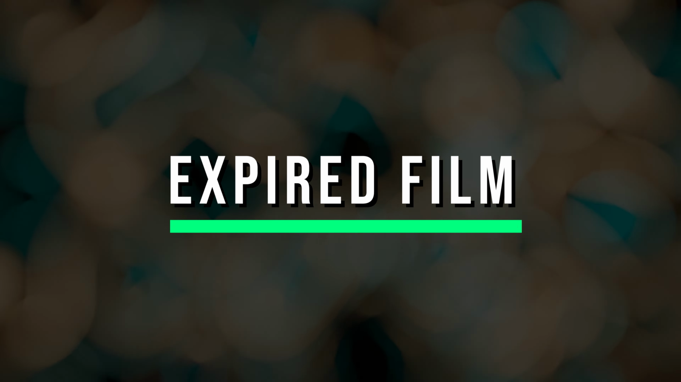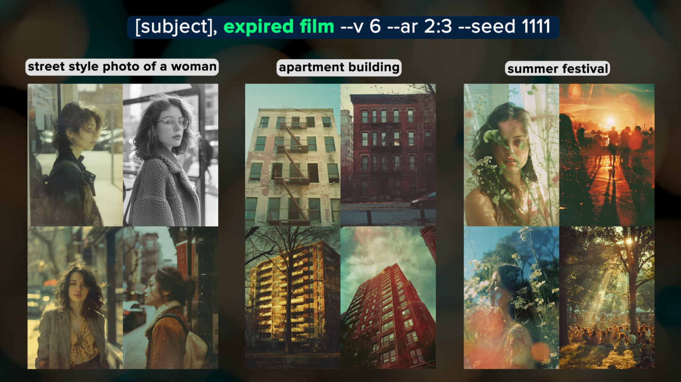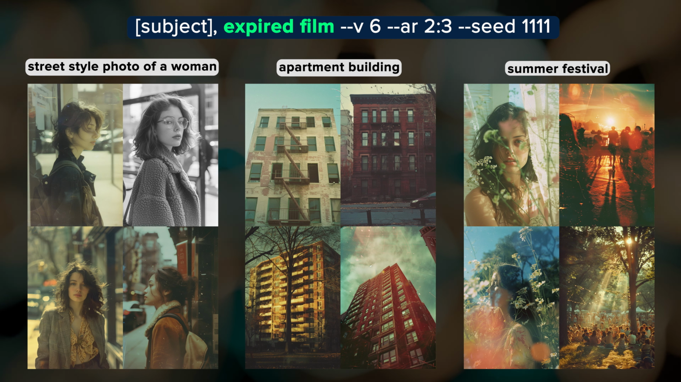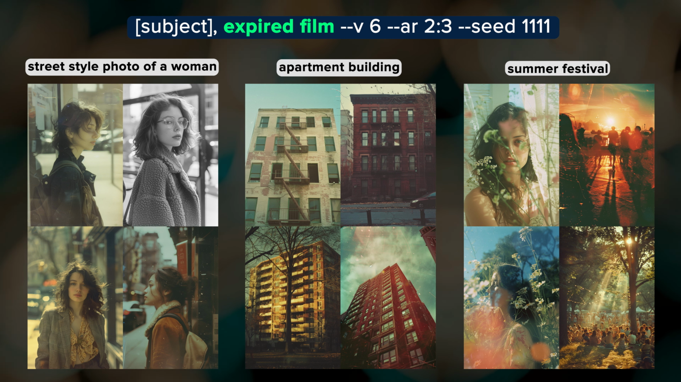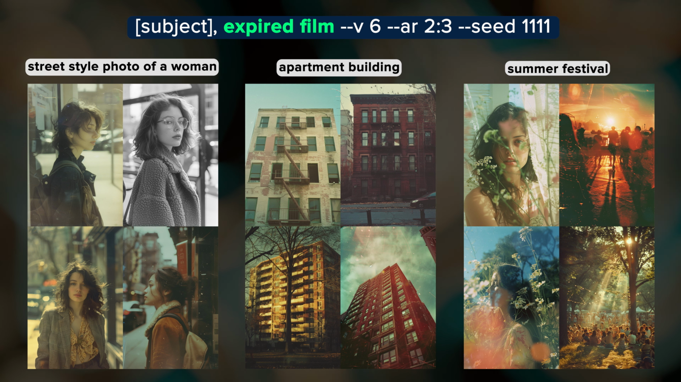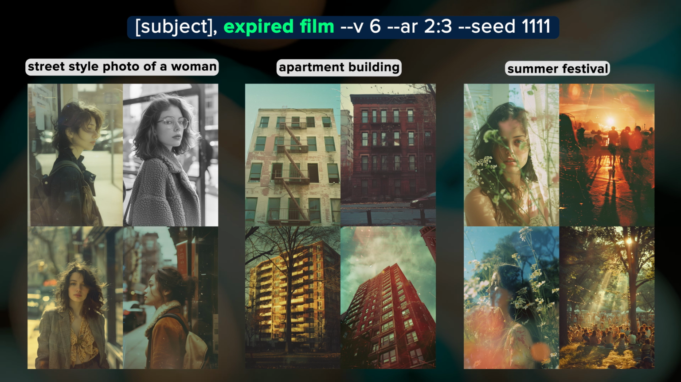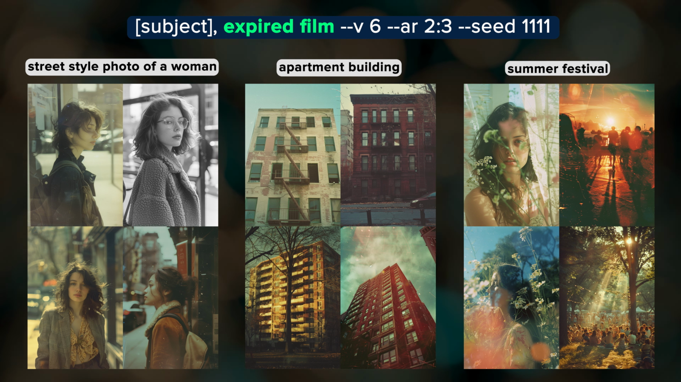Expired film. Photographing with expired film can produce a range of unpredictable results, from color shifts and increased grain to light leaks and unexpected artifacts. You can really see that in the summer festival images on the right, and all of these images have muted tones and a vintage feel to them.